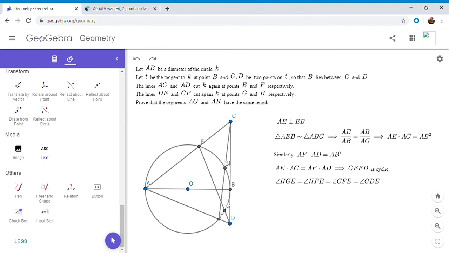So we have angle HGE is equal to angle HFE because they both intercept the same arc. And then angle HFE is equal to angle CFE, and that's equal to angle CDE because we said ECDF is cyclic. So angle HGE is equal to angle CDE, but that means that HG and CD have to be parallel because these two angles are equal. Okay, so HG is parallel to CD.